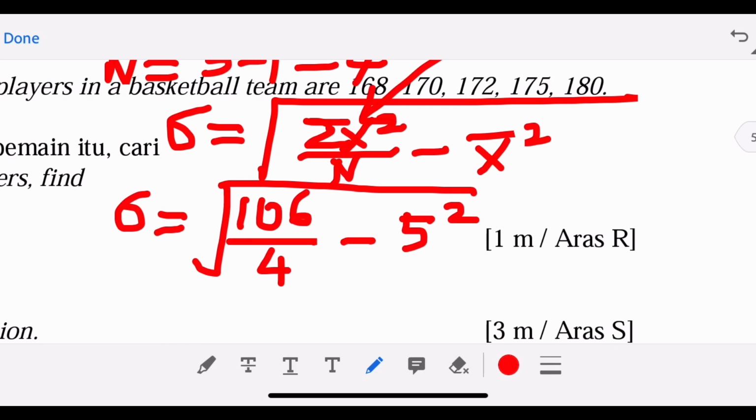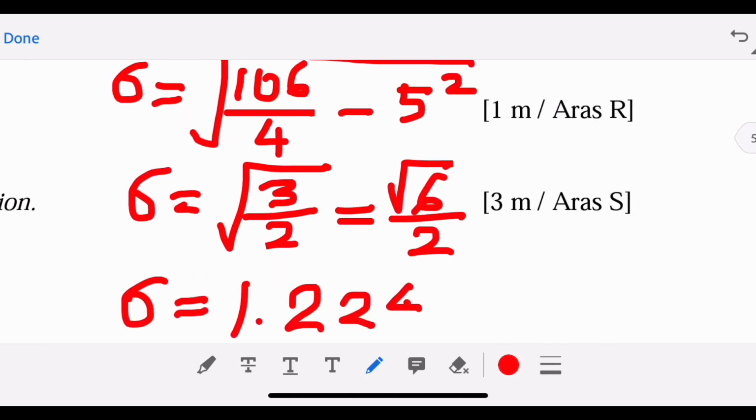Okay, I'm waiting for you to give me the answer. You can press your calculator right now. Take out your calculator, press 106 divided by 4 and then minus 5 square, and then you square root. Before you square root, you have to make it equal first. Can get the answer? Okay, if cannot, let's press together. 106 divided by 4 equal, then minus 5 square equal, then square root.